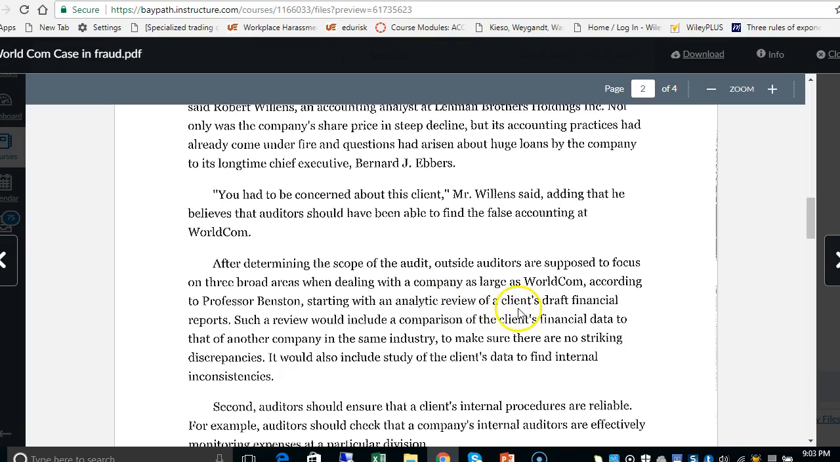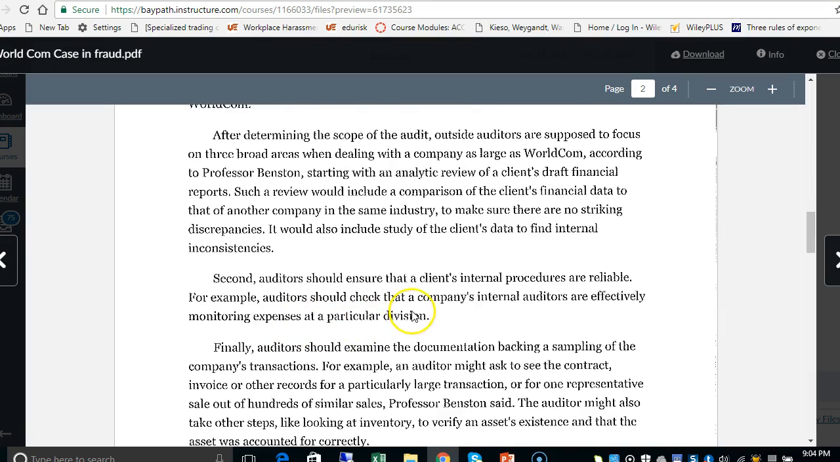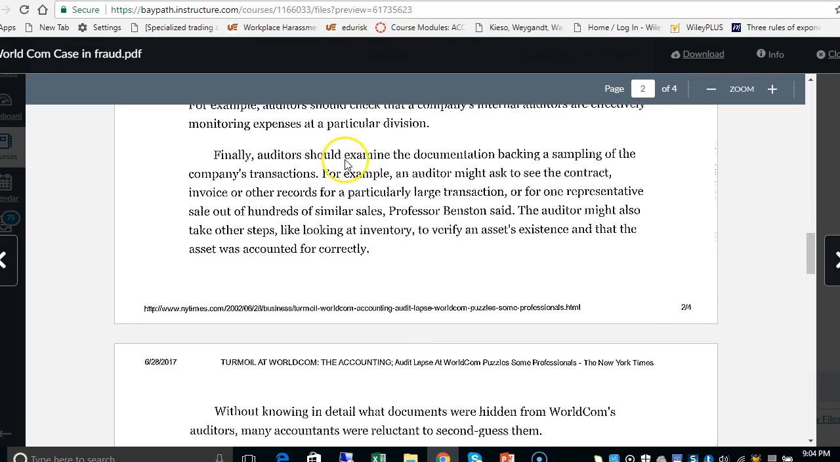First, do an analytic review of the client's draft financial reports. By doing that, the auditors would have seen that their capital assets were soaring while their expenses as a percent of revenue were declining and not within the industry average. That would have caused a red flag right away. Auditors should ensure that a client's internal procedures are reliable. So here they're talking about internal controls and testing those. Finally, auditors should examine the documentation backing a sampling of the company's transactions. Again, testing and evidence.